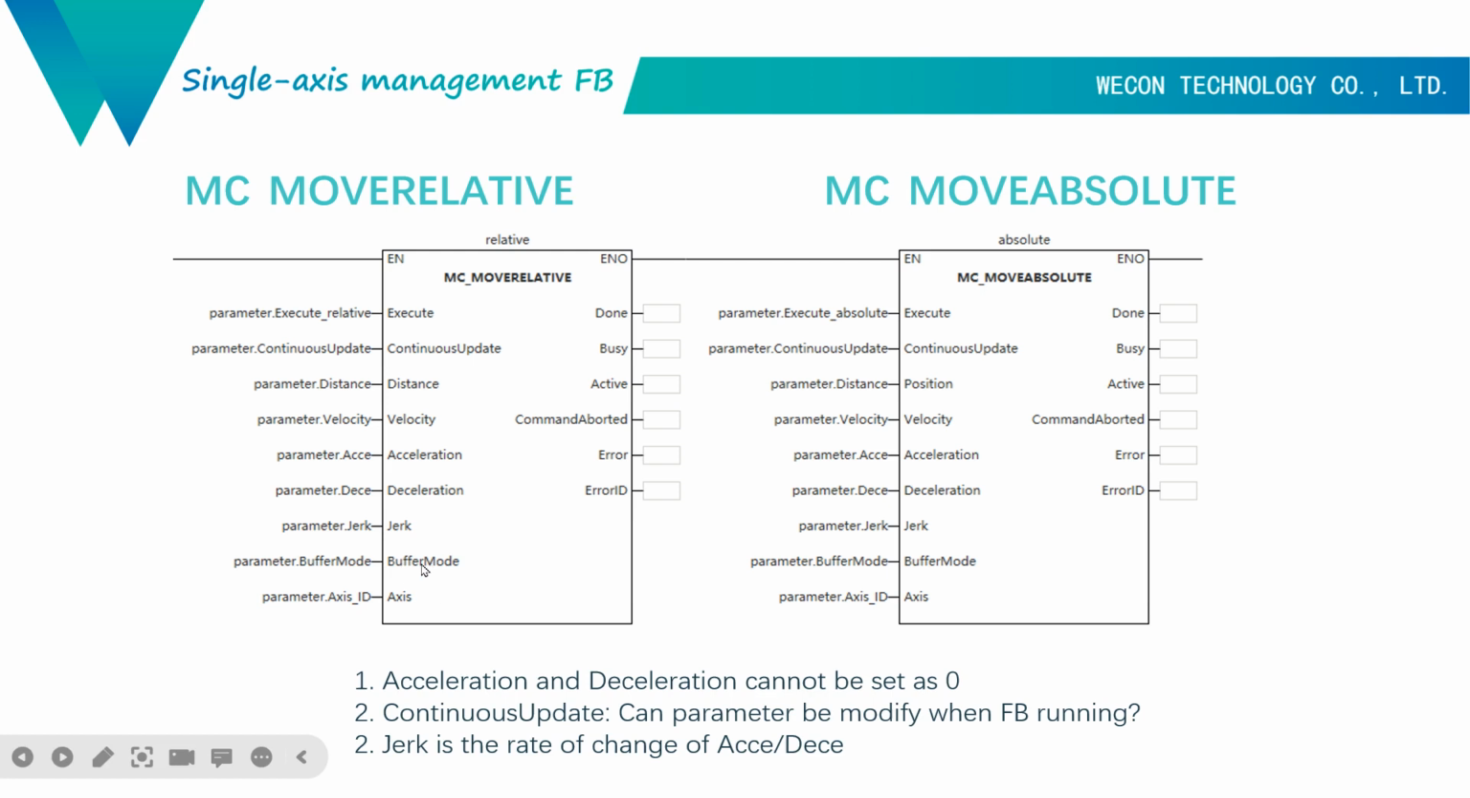For example, mode 0 means, for example, we have a function block running now, and if we execute another function block and that function block's buffer mode is 0, then the current function block will stop directly and run the next function block. If we set this buffer mode as 1, it means when the current function block is running, we run another function block with buffer mode 1. Then the other function block will run after the current function block is finished.